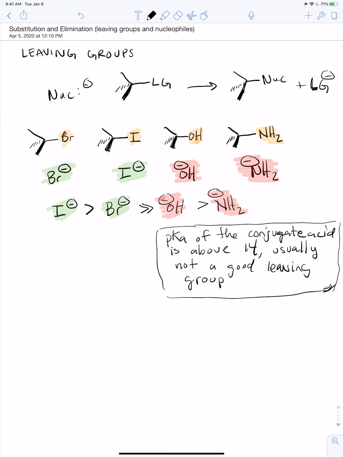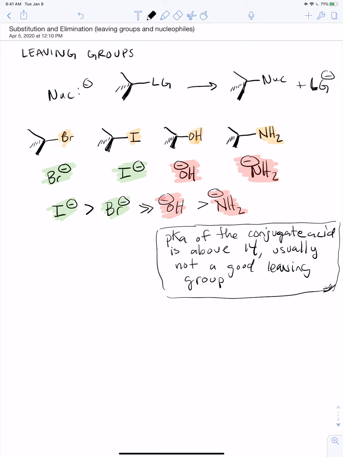Yeah, the halides are really common leaving groups. The other leaving group that's a little weirder for you guys is the tosylate group, and I cover that in a different video, but I'll show it right here. And then I'll show you how you can have water be a leaving group, which is a good leaving group.